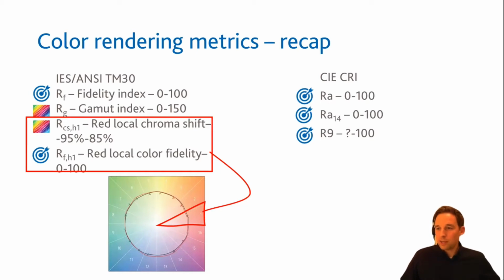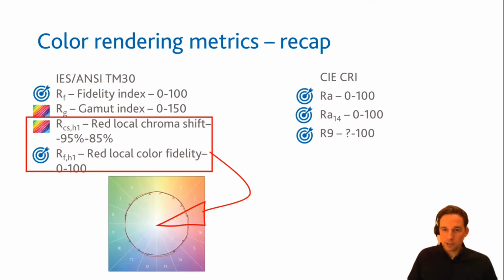What you'll see there is there's a question mark. It's not a 0 to 100 scale. It is actually a bottomless scale. You can get minus figures. You can get negative figures for R9. And if you've seen some lower color rendering sources, you may well have seen a negative R9 figure.